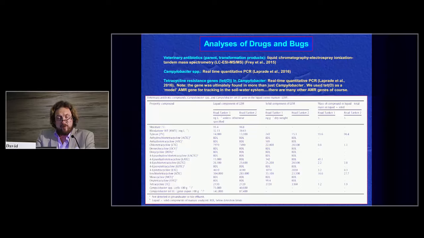An assay was developed to look at a Campylobacter-specific AMR gene, a tetracycline-resistant gene, but it was found in much more than Campylobacter. There's a lot of horizontal transfer of these genes. So we used the tetracycline gene, which was found in the system and in the manure, as a model AMR gene to track in this study. And of course, we know there are many other clinically relevant AMR genes out there, but this one was used for this study.